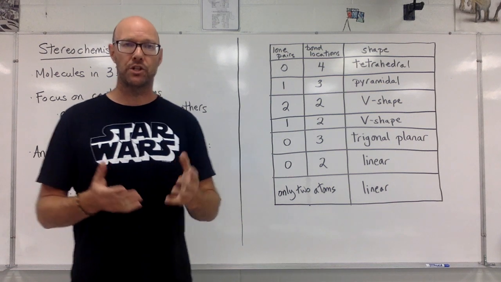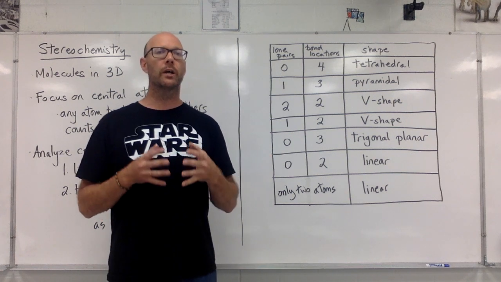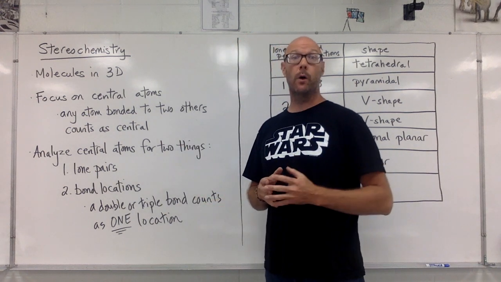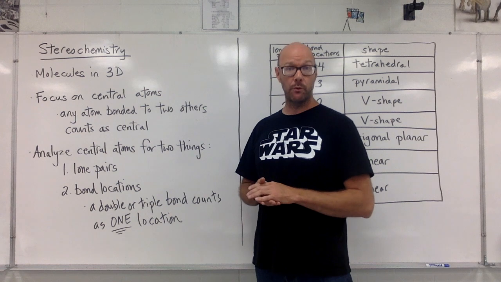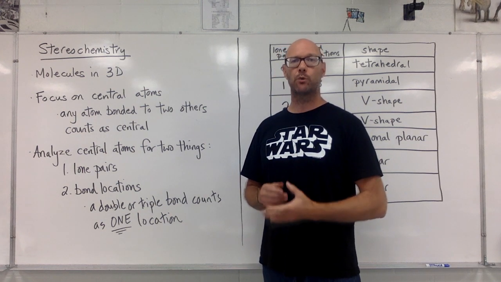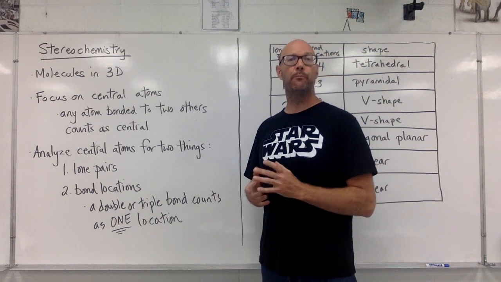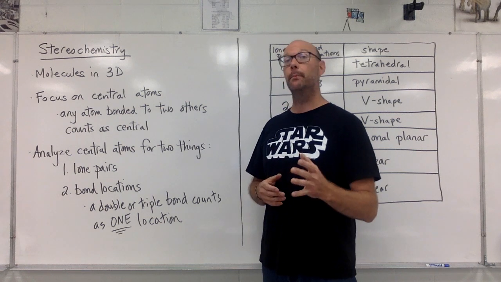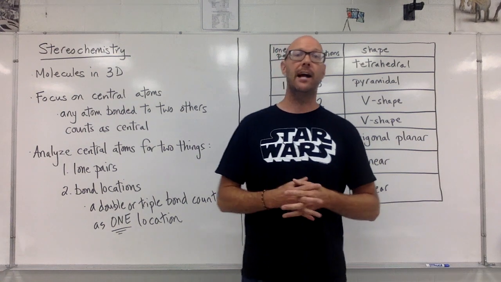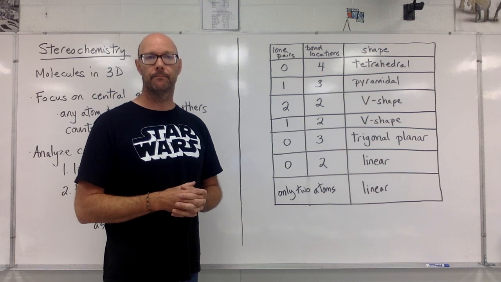When we have a question that asks us to identify the shape or draw a 3D molecule, we're going to pay attention to central atoms. In the beginning, there's only going to be 1, but there might be 2, and even every once in a while, there might be 3 central atoms. Once we locate the central atoms, we're going to analyze each of them for lone pairs and the number of bond locations. Pay attention, a double or a triple counts as 1 location. Once we make that analysis, we're going to find it here on this table in order to identify the shape. And I hope that helps.